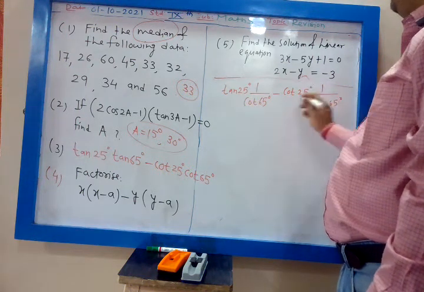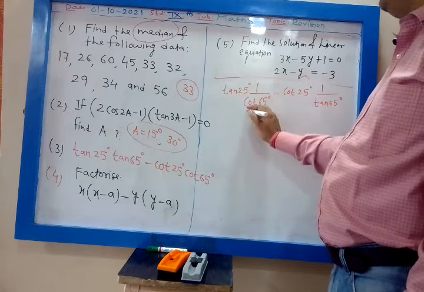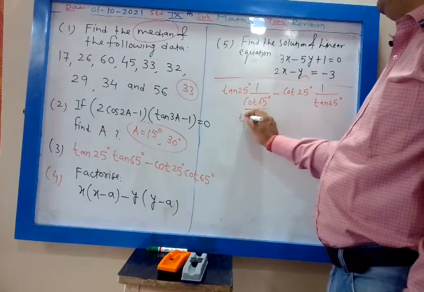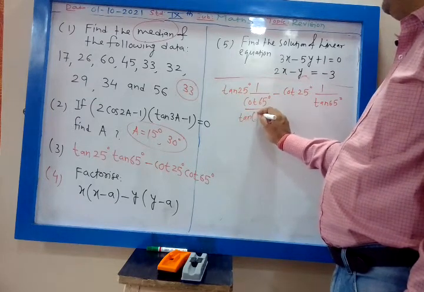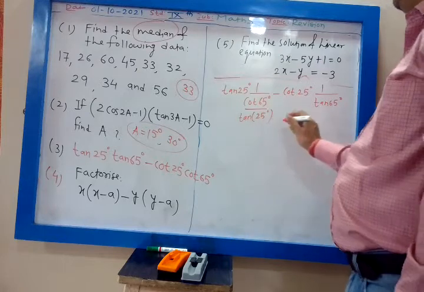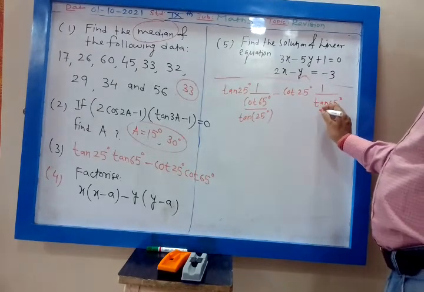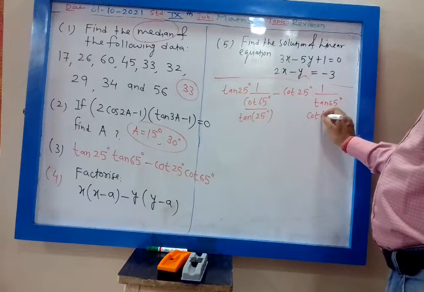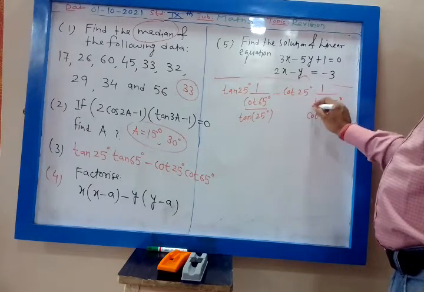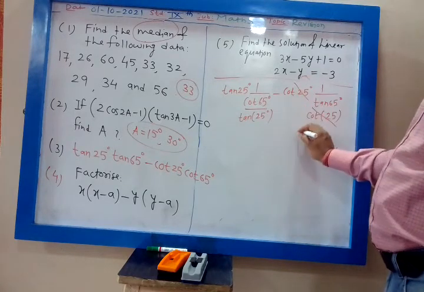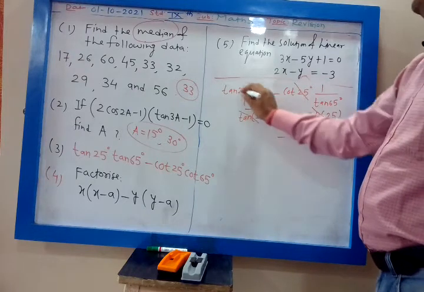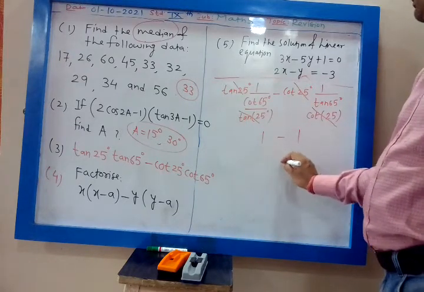Then tan and cot are complementary angles. So cot you write in terms of tan. Tan will be 90 minus 65, that is 25. And this will be tan, complementary angle of cot, 90 minus 65, that is 25. So cot 25 gets cancelled, tan 25 gets cancelled. 1 minus 1 is 0.